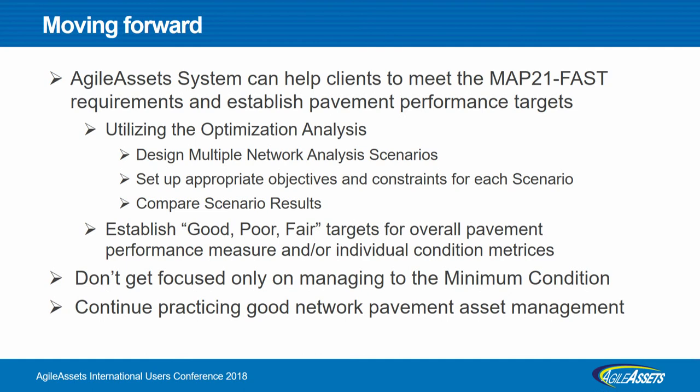So moving forward, our system can definitely help you establish these pavement performance targets. What should the approach be? Design multiple network analysis scenarios, set up appropriate objectives and constraints, compare scenario results, and establish these targets based on performance measures or individual condition metrics like IRI and cracking as well. The main thing is not to get focused too much on the minimum condition. That is just a minimum condition. You have to go above and beyond and continue practicing good network pavement asset management. But since you have to report to the Feds what your goal for good is, it's very important to find out what you can claim: I will deliver 25% good every year for the next 4 years and so forth.